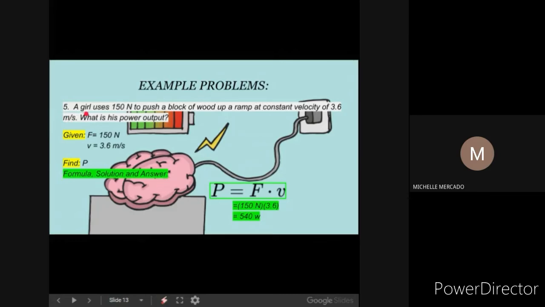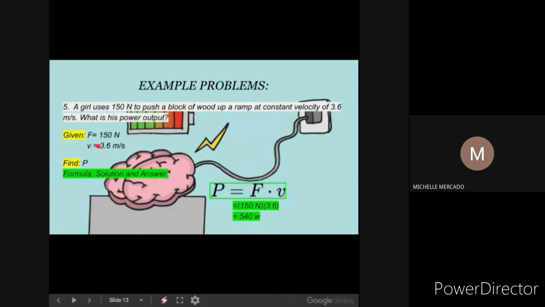Example problem number 5. Okay, a girl uses 115 Newton to push a block of wood up a ramp at constant velocity of 3.6 meter per second. What is her power output? So again, typographical error. So this one is her, not his, because she is a girl. Okay, then analyze again the given. So ang given force po natin is 115 Newton. Given velocity is 3.6 meter per second squared. Then we're going to find the power.